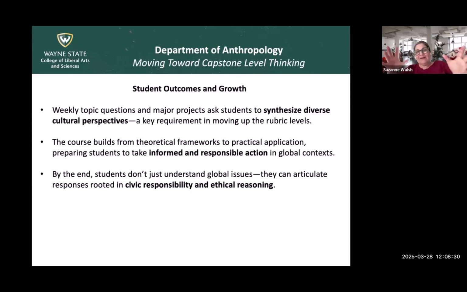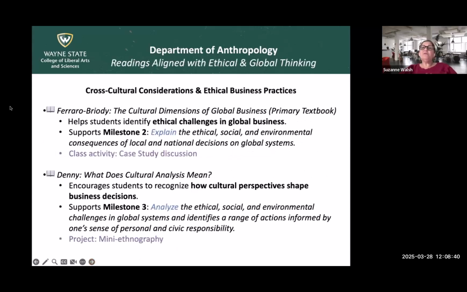And this ultimately gets them to think more about their civic responsibility and have some ethical reasoning when it comes to business topics. So, some of the ways in which materials in the course are aligned with this idea of ethical and global thinking.